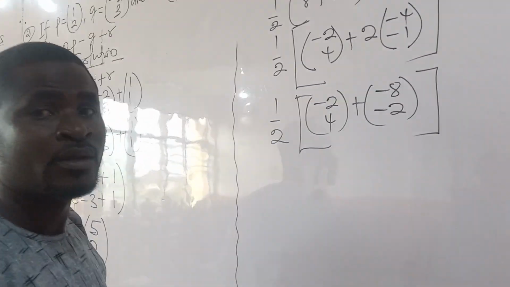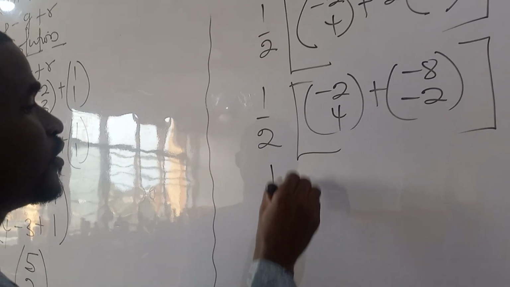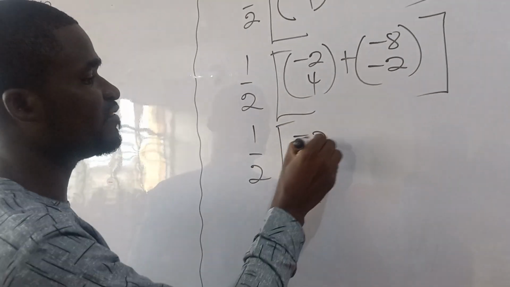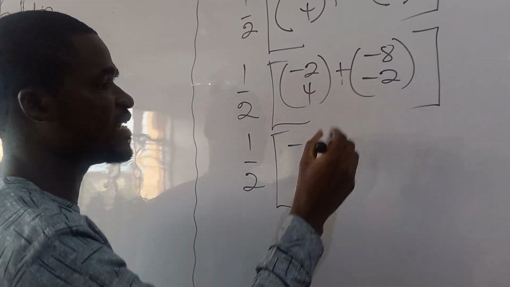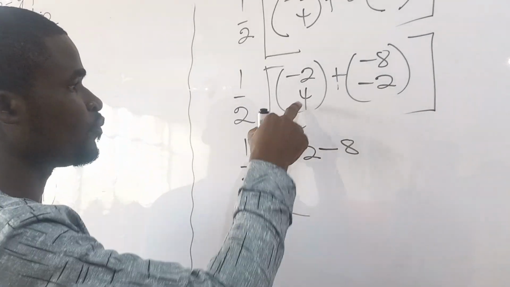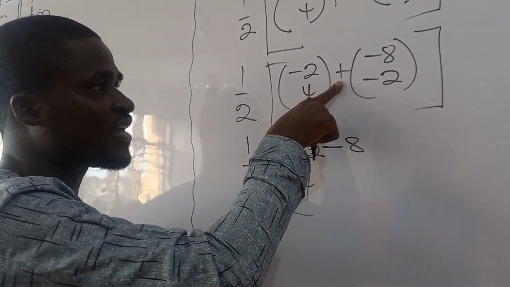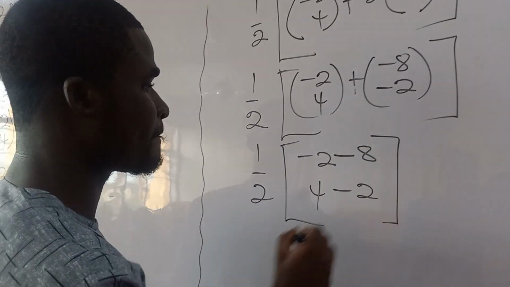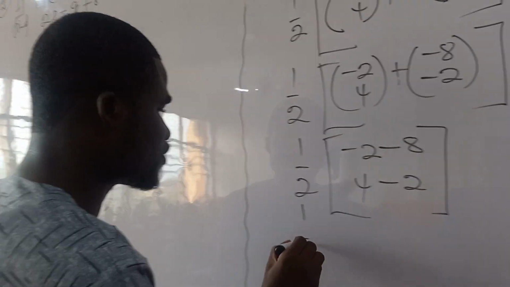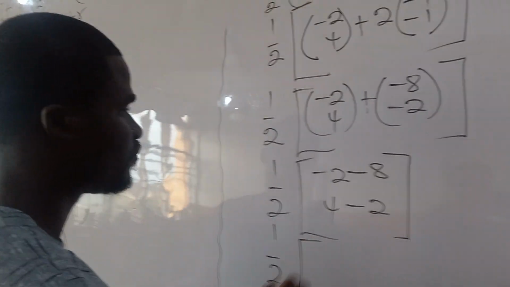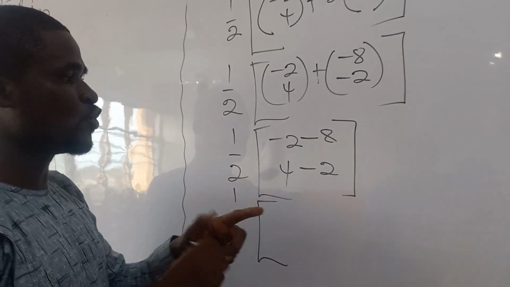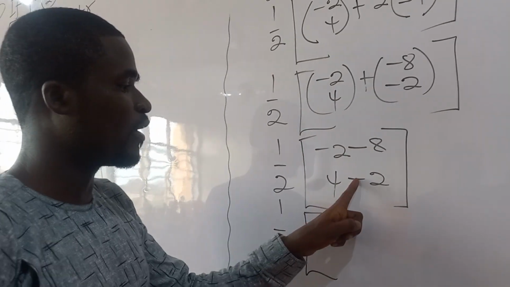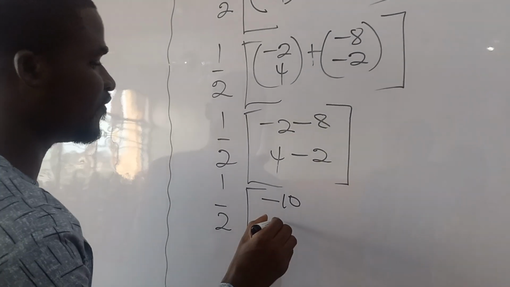Now, 1 over 2, bring your parentheses. Now let's add them. Negative 2, positive times negative is negative 8. 4, positive times negative is negative. So negative 2. So 1 over 2. Now let's add them. Negative 2 minus 8 will give us negative 10. 4 minus 2 will give us 2.